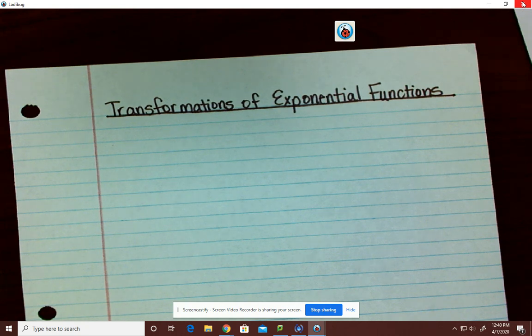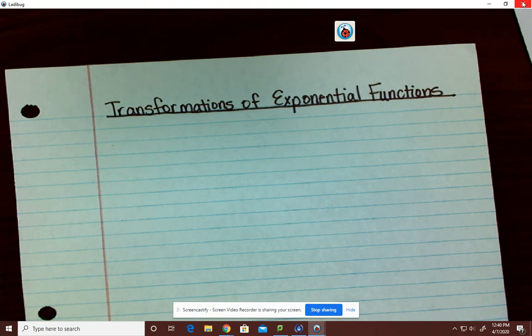So what we looked at on Monday, for every exponential function that we were looking at, whether it was 2 to the x, 5 to the x, 1/2 to the x, 0.8 to the x, whatever, it was just a number to the x. We're going to look at, okay, what if there's other things going on in the equation? Add, subtract, multiply, and divide. How does that move the exponential function?